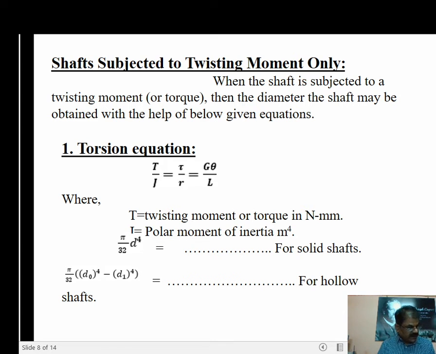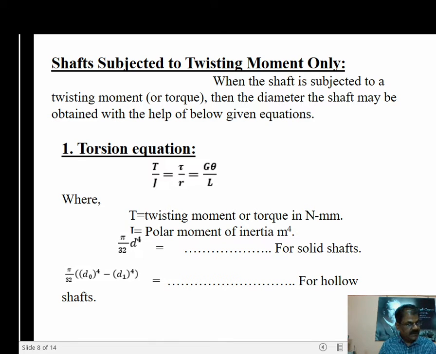Then J is equal to pi by 32 d raised to 4 for a solid shaft, that is the polar moment of inertia. For a hollow shaft, J is equal to pi by 32 into d naught raised to 4 minus di raised to 4.